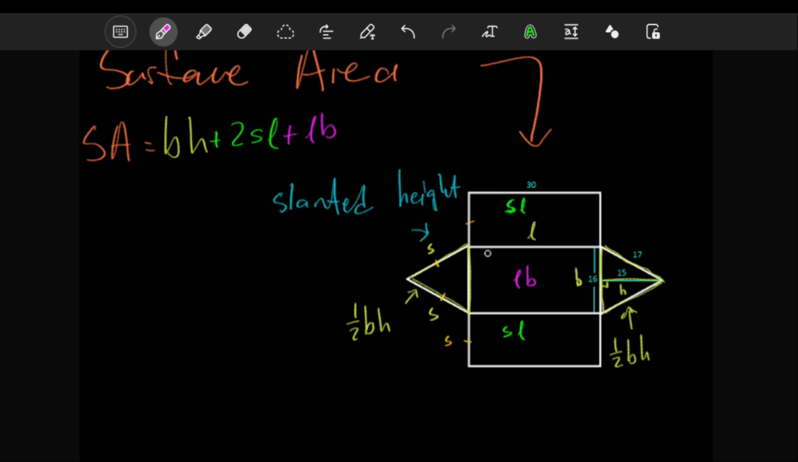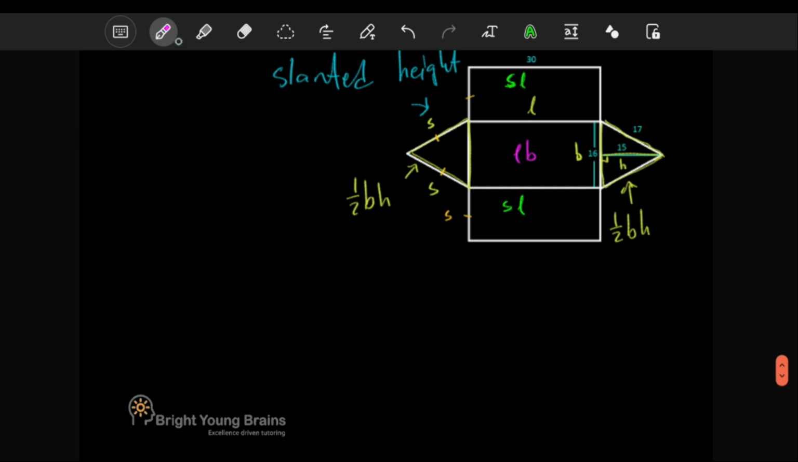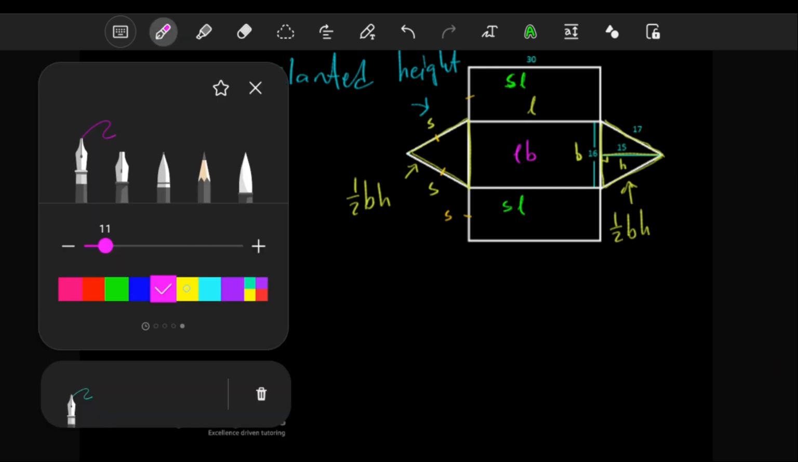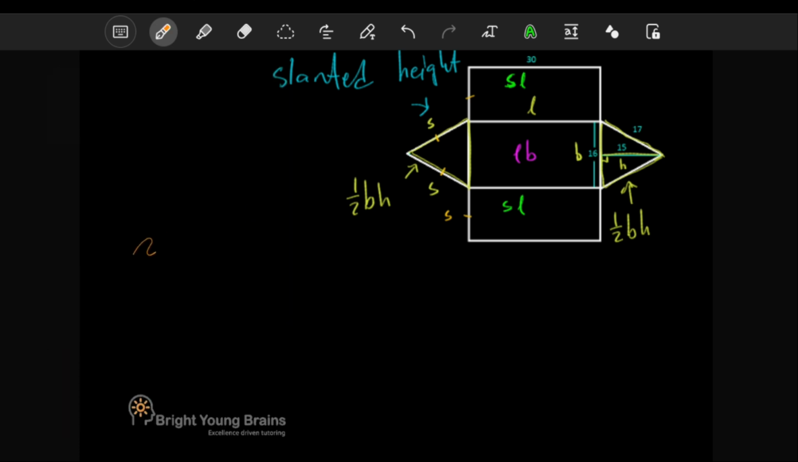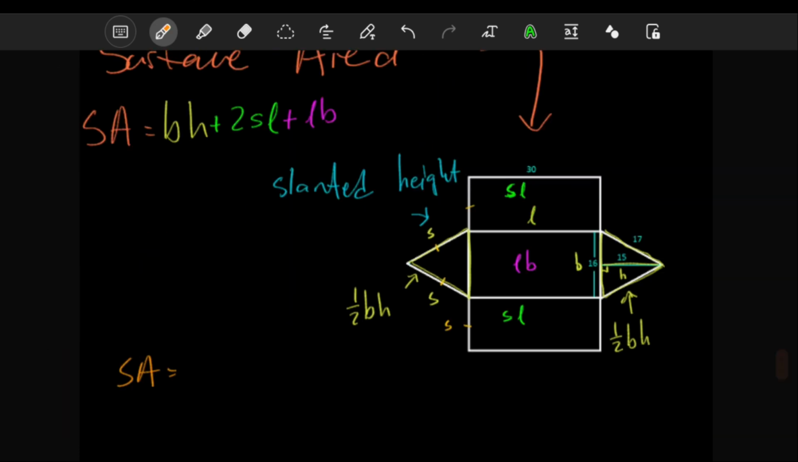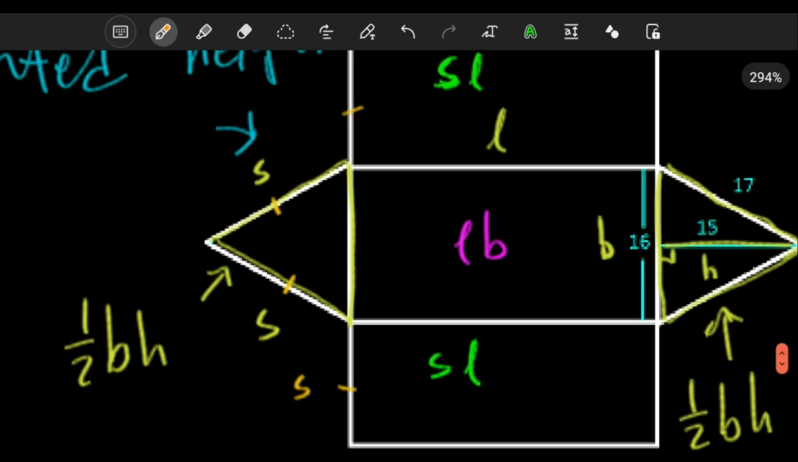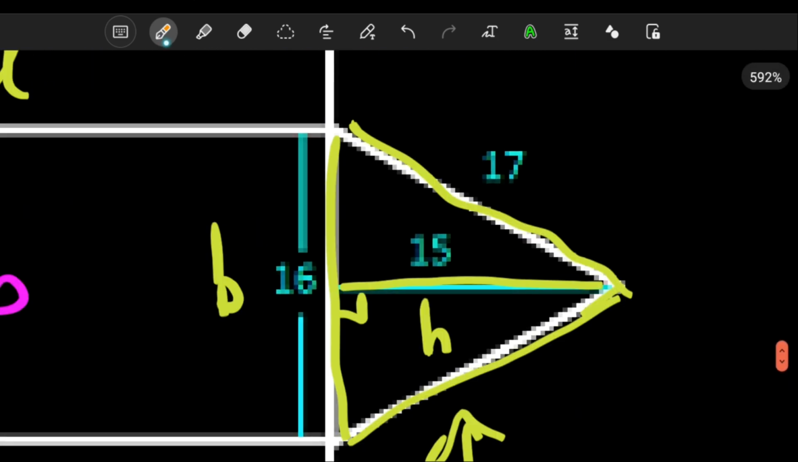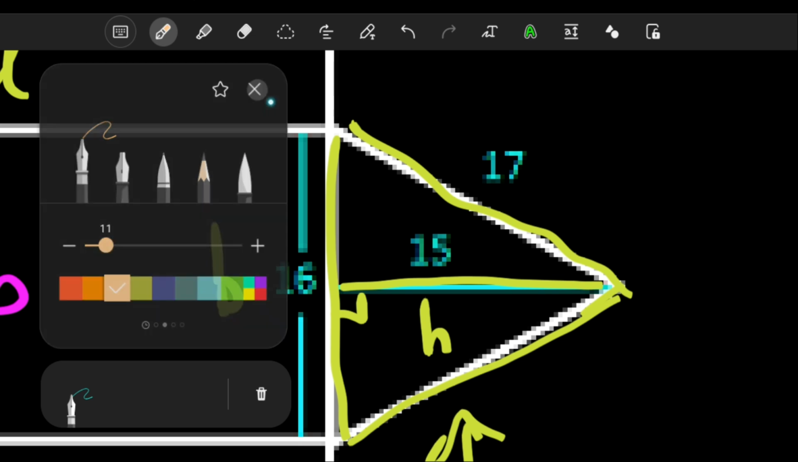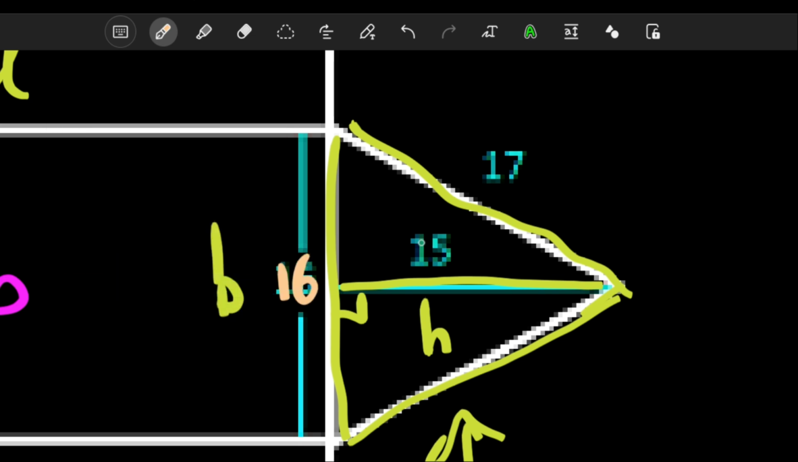So if you had to get the surface area of this shape here, it would be quite simple, because here we are given dimensions. We might as well get the surface area of that shape. So here the surface area, let's see, B, well, we need the slanted height. The slanted height is just 17, and then B is, what is B? B is this here, it's 15, 16, and 17. Let's just clarify that quickly. This is 16, 15, 17.